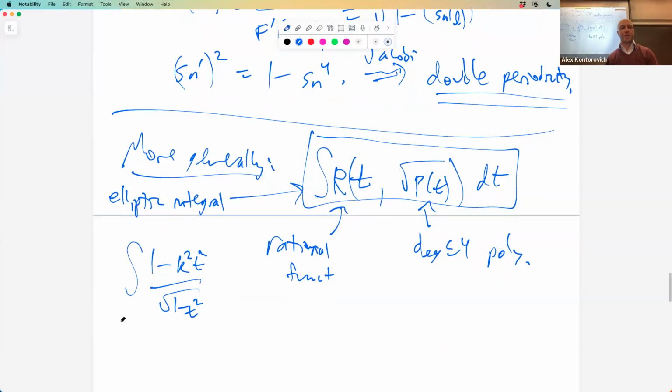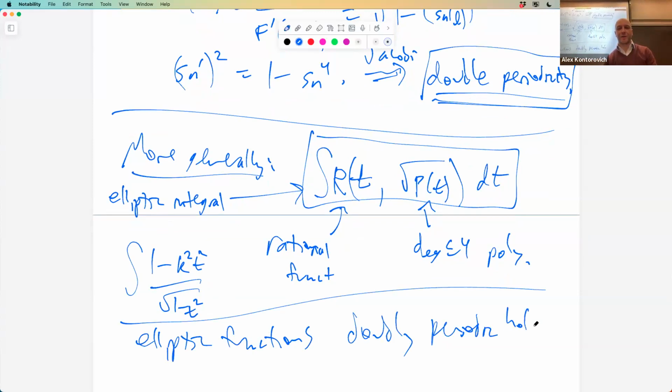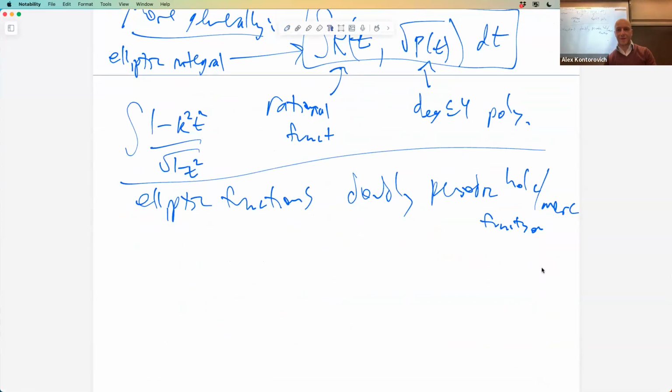And again, more generally, elliptic functions became synonymous with, people forgot all of the stuff that we talked about. It became synonymous with double periodicity. That's it. Doubly periodic, holomorphic or meromorphic functions on C. Okay, so let's talk about double periodicity.